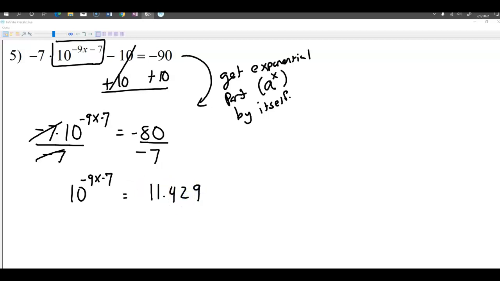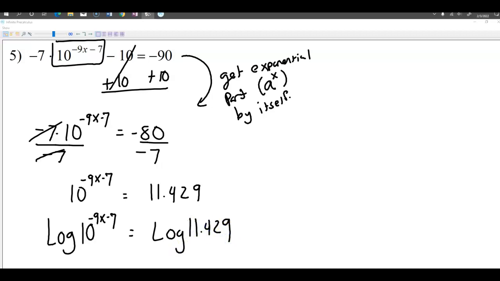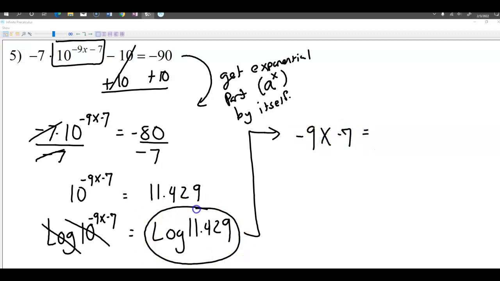Then we're going to go ahead and from there solve it like we did the last problem. So I'm going to take log base 10 on both sides. And when you do a log of base 10, you don't really need to write the base. Also, another cool thing is you don't have to do change of base either when you have a base of 10, because our calculators already have base 10 on them. So I don't need to do change of base. I could just push log 11.429 and get my answer.